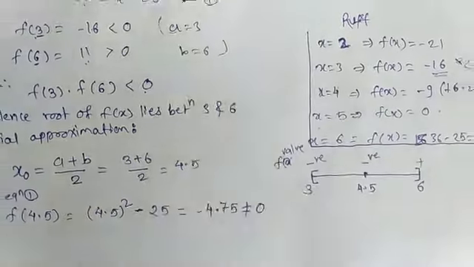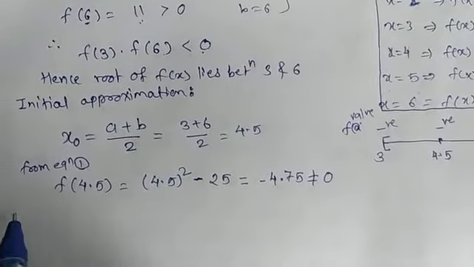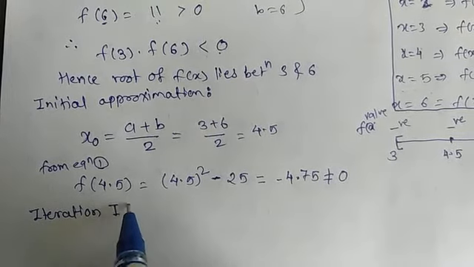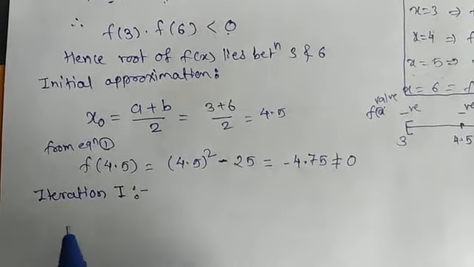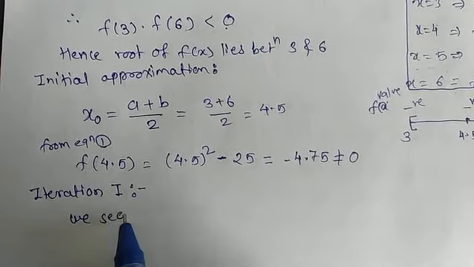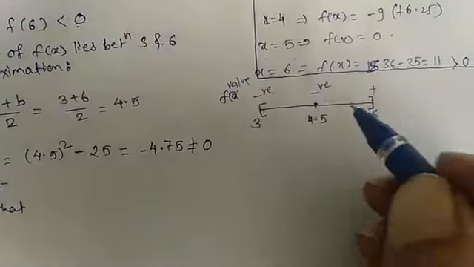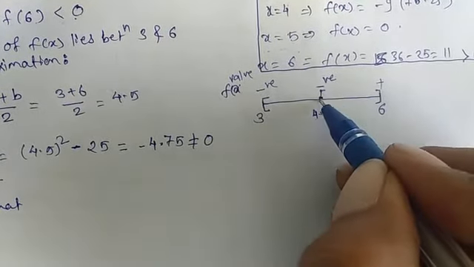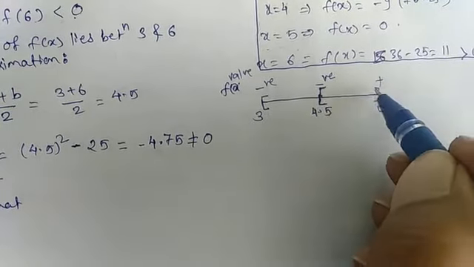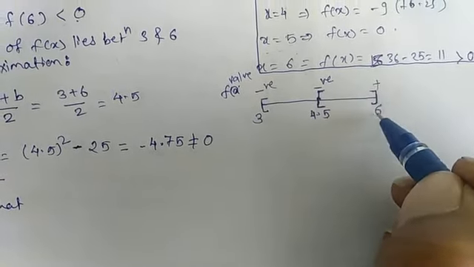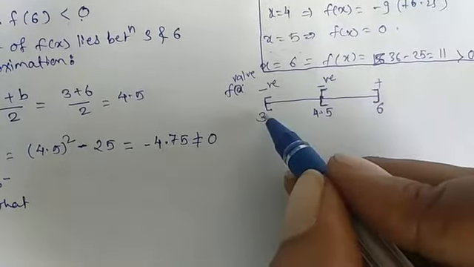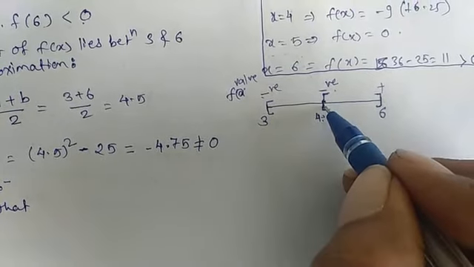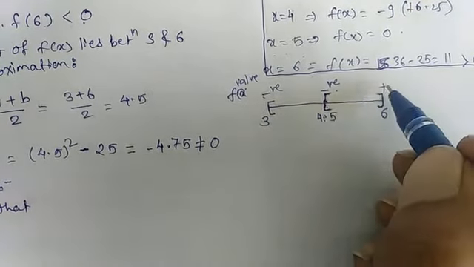4.5 is negative. So for the first iteration, we have to find x1. We have to consider the next interval such that one endpoint is negative and the other is positive. So the interval will start from 4.5 and end at 6. We do not consider 3 to 4.5 because both are negative. We have to consider one positive and one negative. So here it is negative and it is positive.